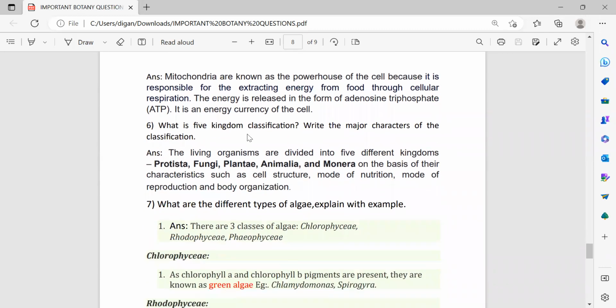What are the five kingdom classification? The living organisms are divided into five different kingdoms: Protista, fungi, plantae, animalia, and monera. What are the major characteristics of classification? On the basis of their characteristics such as cell structure, mode of nutrition, mode of reproduction, and body organization. These are the major characteristics.